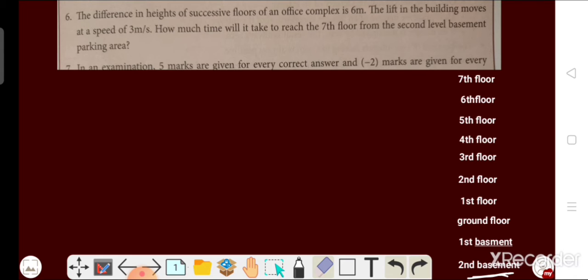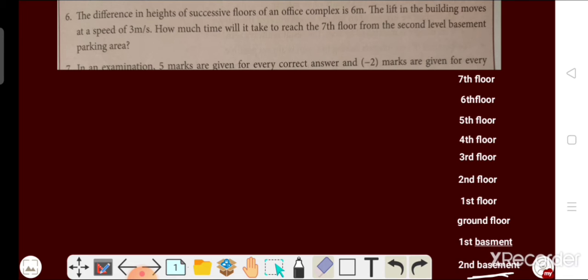Question number 6: the difference in heights of successive floors of an office complex is 6 meter. It means beta, the distance between the first floor and second floor is 6 meter. Also from second to third we have to travel 6 meter distance. The lift in the building moves at a speed of 3 meter per second.